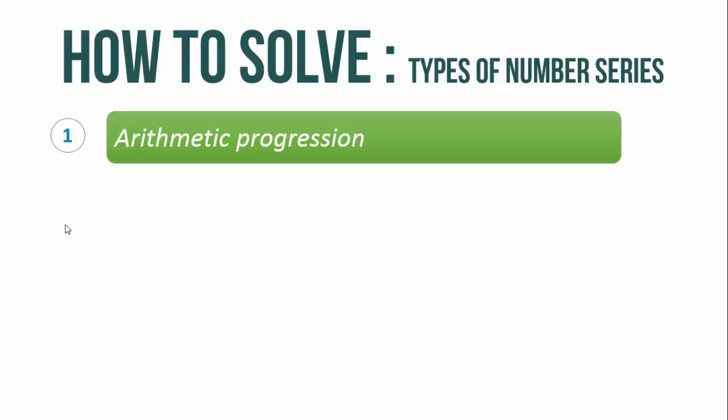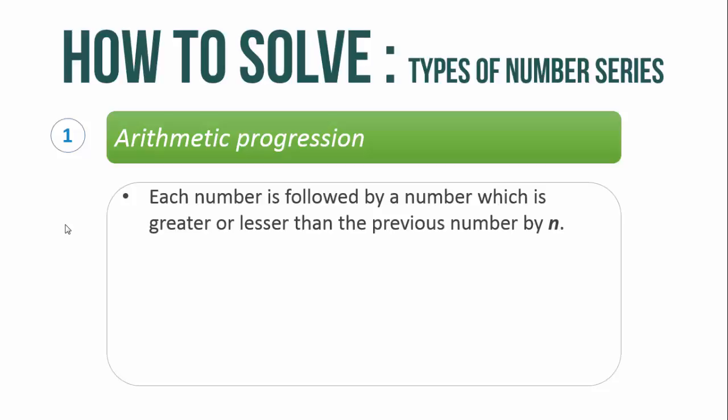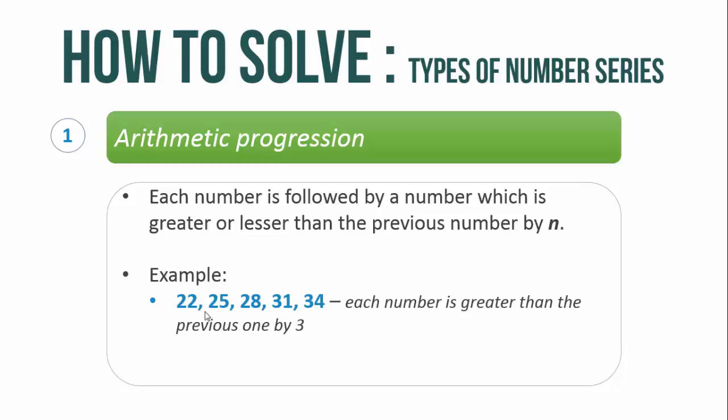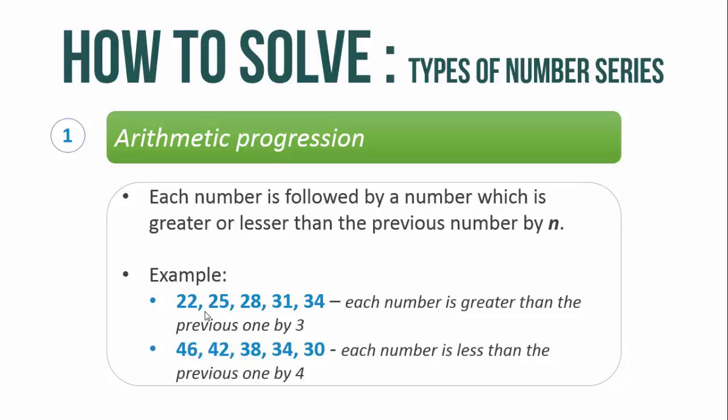The first is an arithmetic progression. What does that mean? It means that each number in a series is followed by a number that is greater or lesser than the previous number by n. For example, in the series 22, 25, 28, 31, 34, each number in the series is greater than the previous one by 3. And in the series 46, 42, 38, 34, 30, each number is less than the previous one by 4. So in this series, a subsequent term is found by an addition or a subtraction of a fixed quantity.